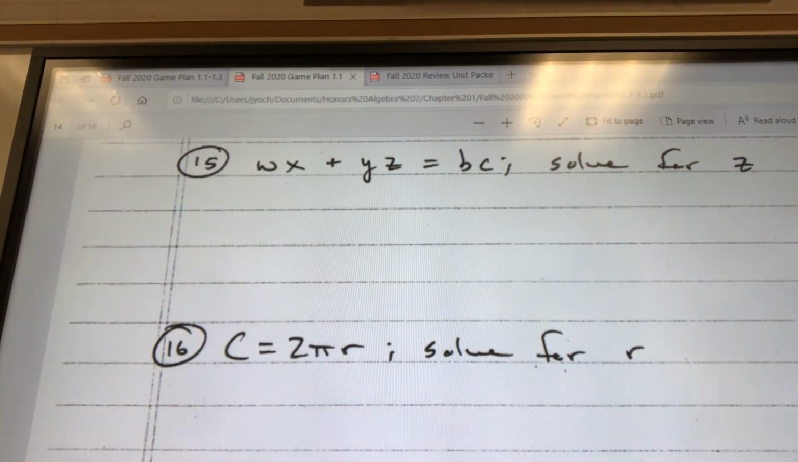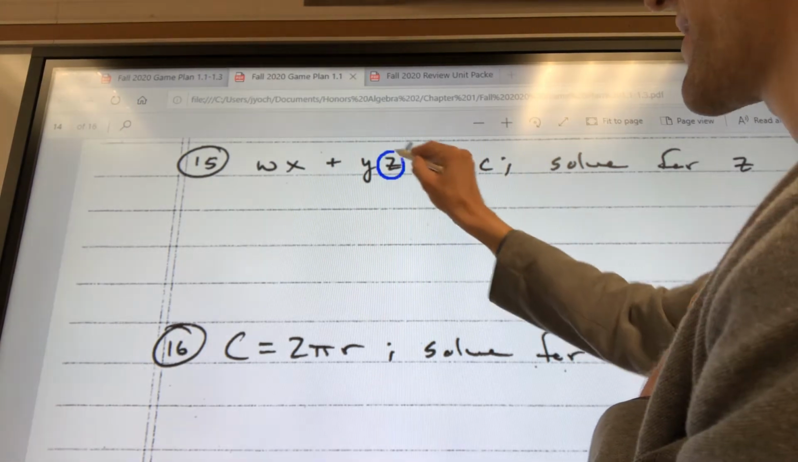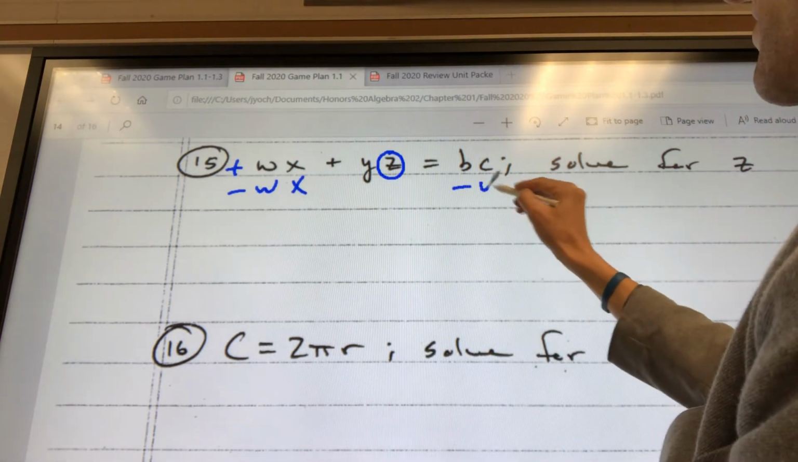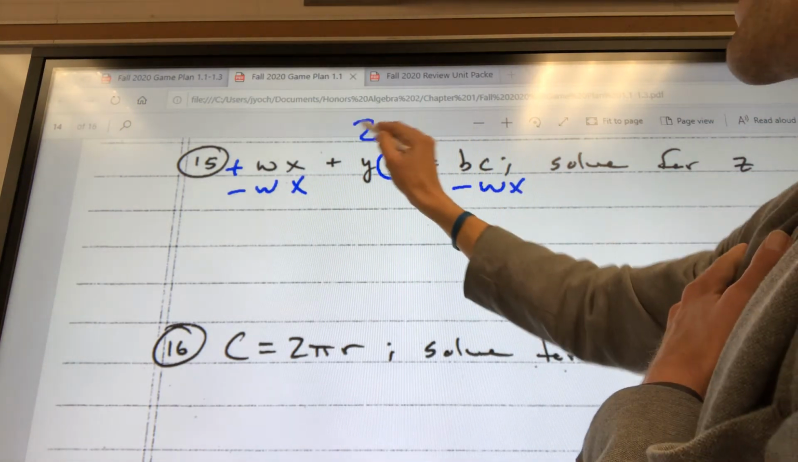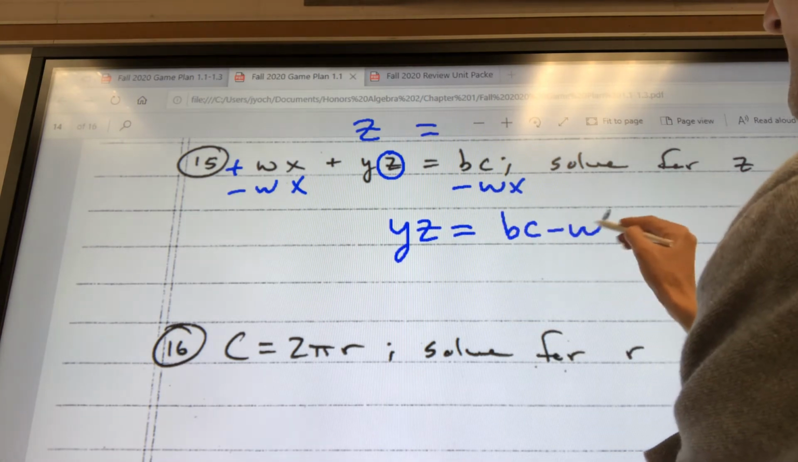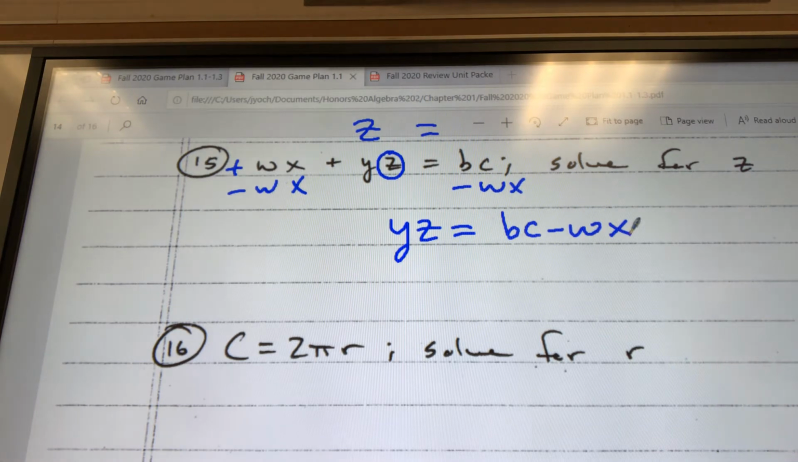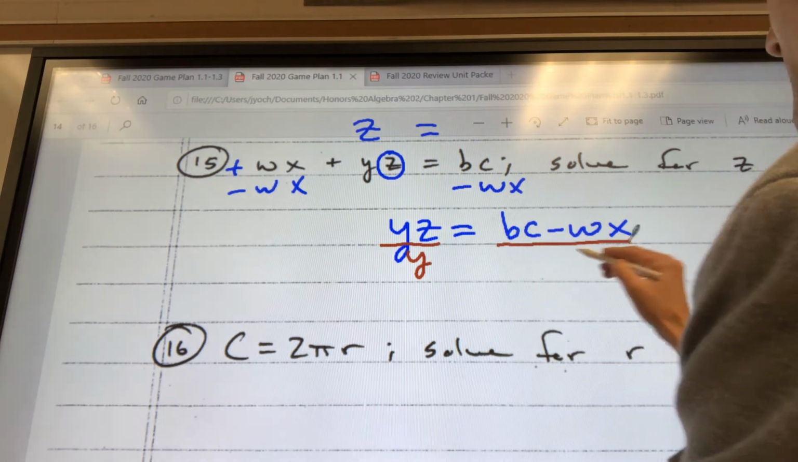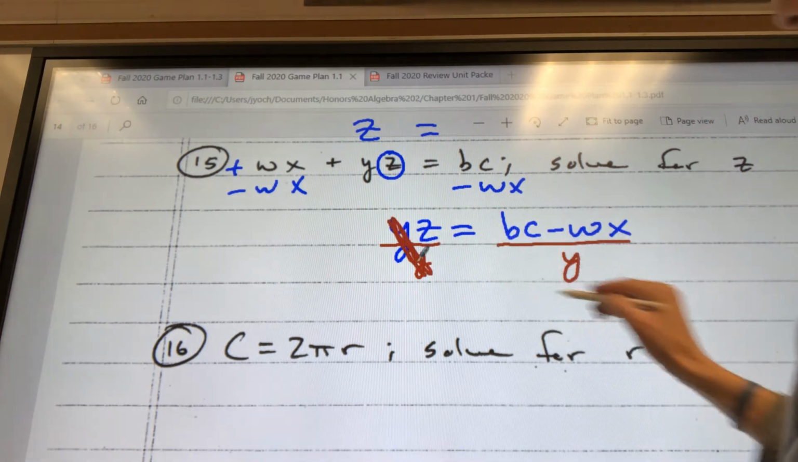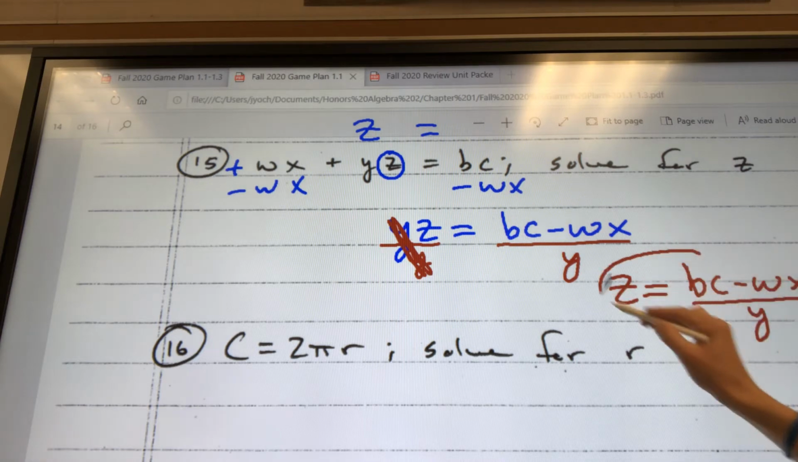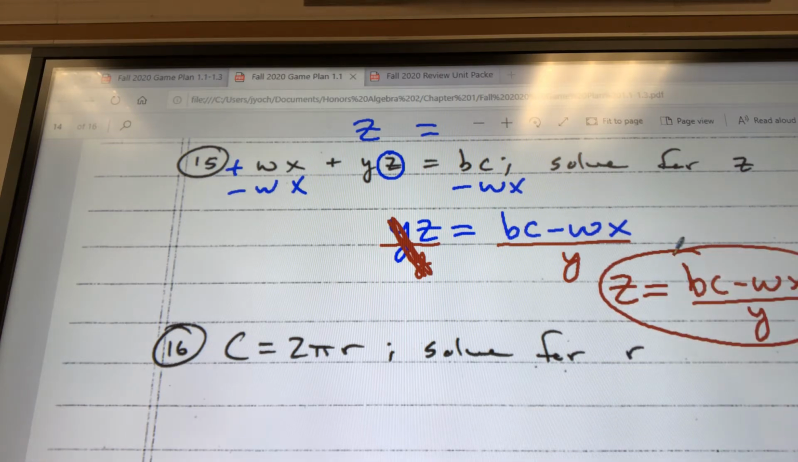15, solve for z. Z is right there. That is a positive wx, which means I'm going to subtract it from both sides. I need z and only z on this side. So yz is going to be bc minus wx. I'm currently multiplying z by y, so I'm going to divide both sides by y. Then z is all by itself. z is bc minus wx divided by y.